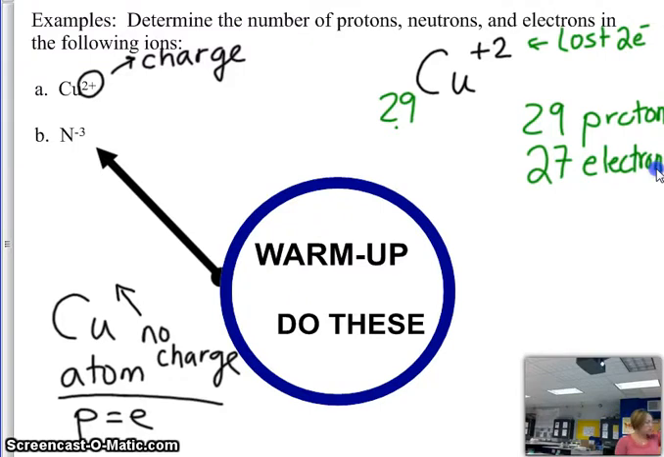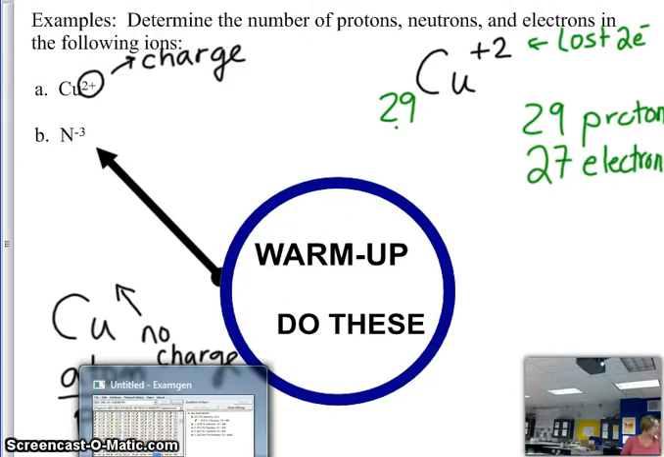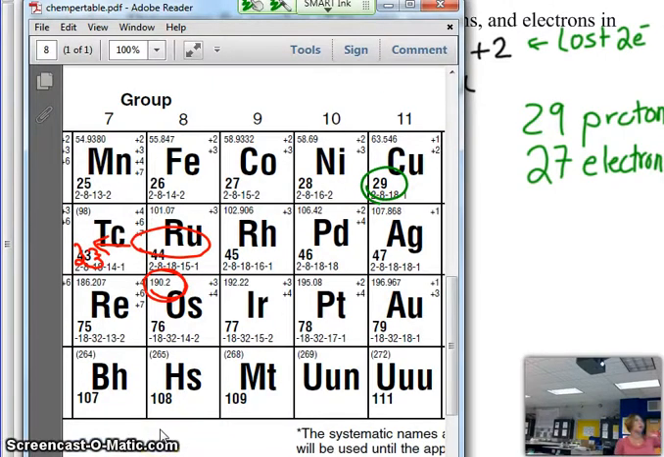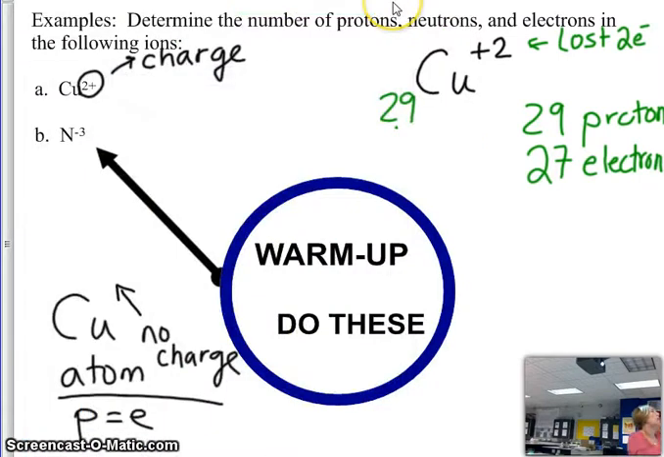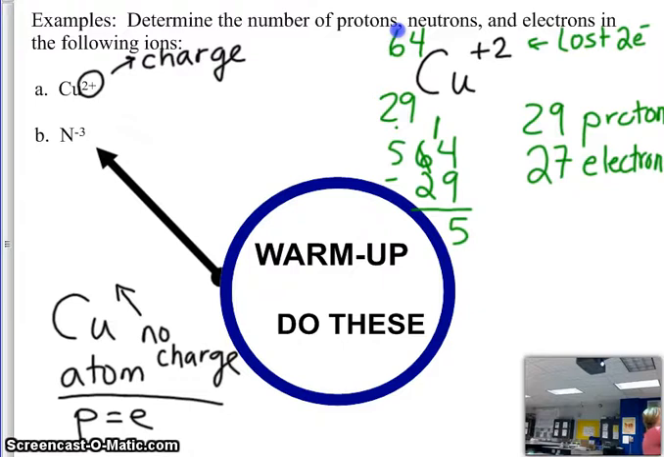And then for the neutrons, remember, we look up the atomic mass because they didn't give it to us. Round it to a whole number, 63.5 rounds to 64. And to find neutrons, we take our 64 minus 29, and that will give us neutrons. 14 minus 9 is 5. 5 minus 2 is 35. So we have 35 neutrons. I better check my arithmetic. It is a Monday. Okay, 35 neutrons.